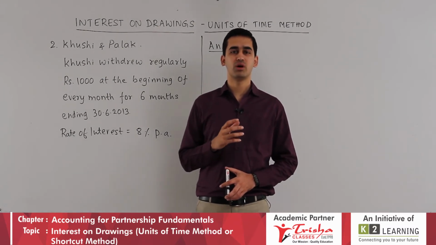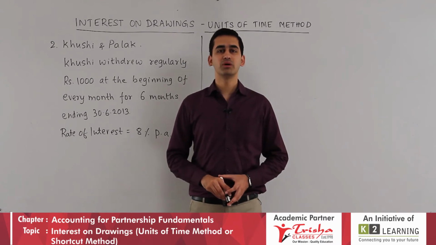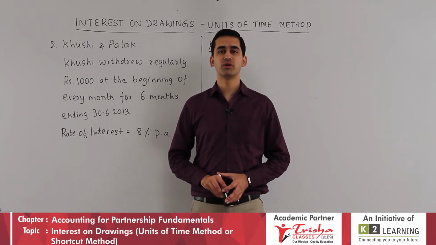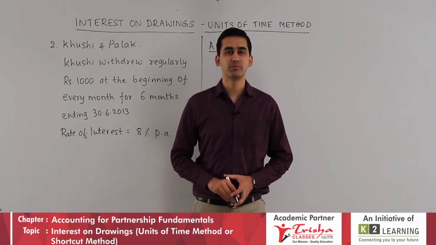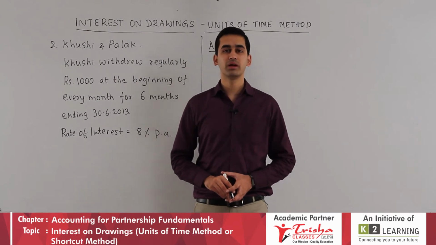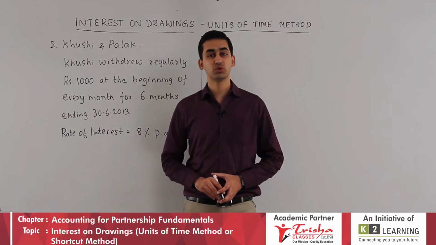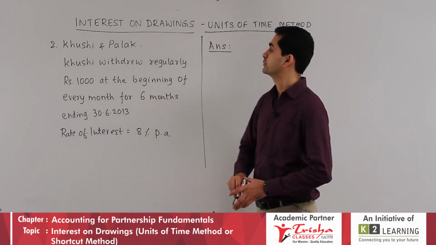Now how do we solve if the number of months are not 12? Suppose one partner withdraws only for the first 6 months. Now we can't apply the formula of 6.5 by 12 or 5.5 by 12, because that is applicable only when the withdrawal happens throughout the year. Come to question number 2, we will learn that.